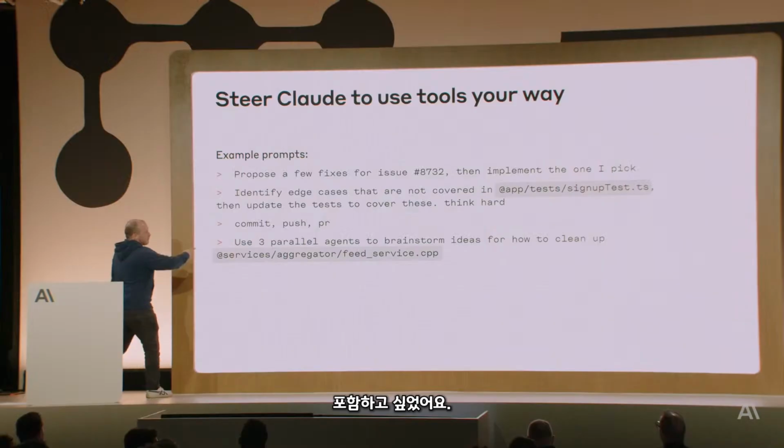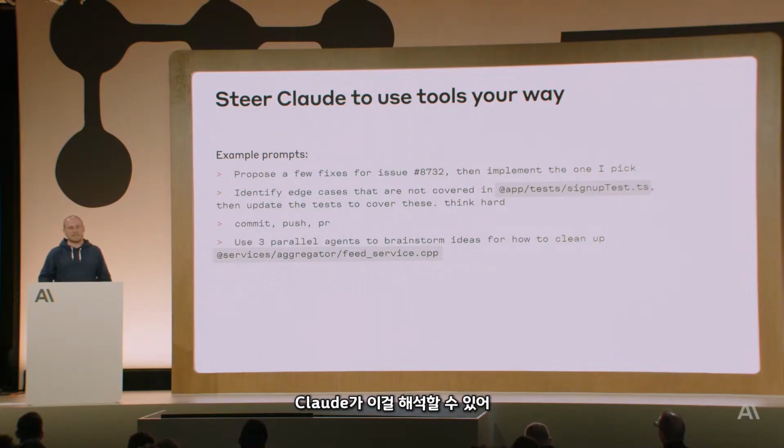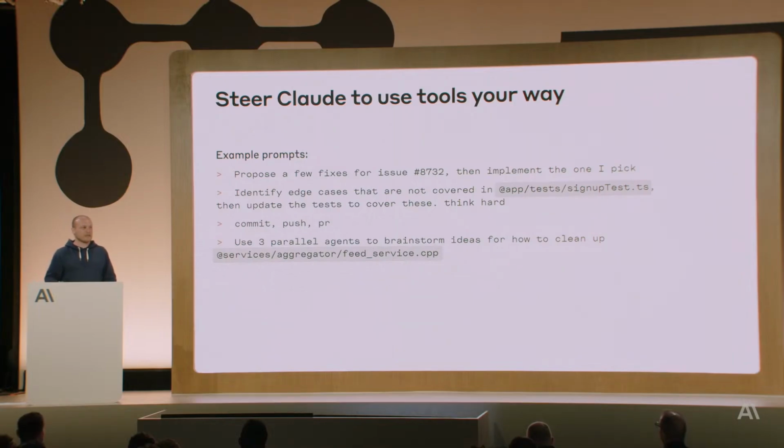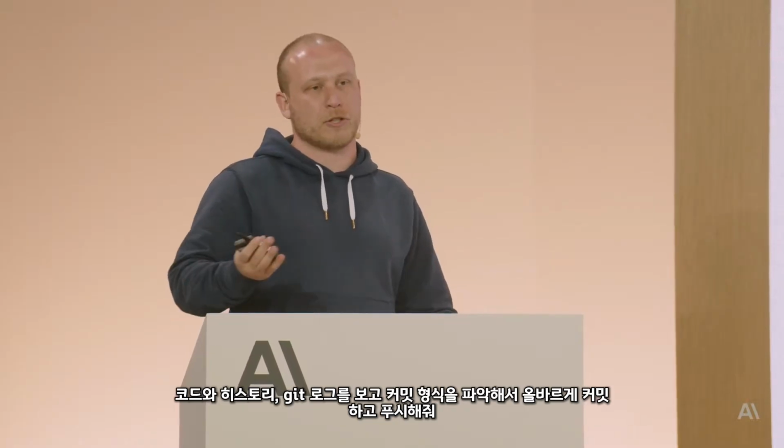I also wanted to include this one, commit push PR. This is a really common incantation that I use. There's nothing special about it, but Claude is smart enough to interpret this. So it'll make a commit, make a branch, push it to the branch, and then make a pull request for me on GitHub. You don't have to explain anything. It'll look through the code, look through the history, and look through the Git log by itself to figure out the commit format and all the stuff. And it'll make the commit and push it the right way.